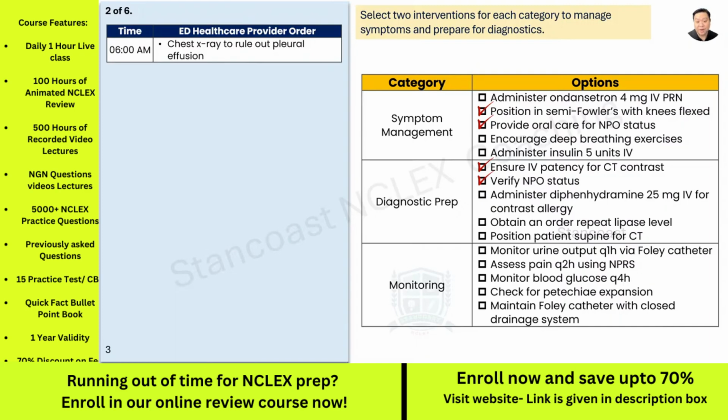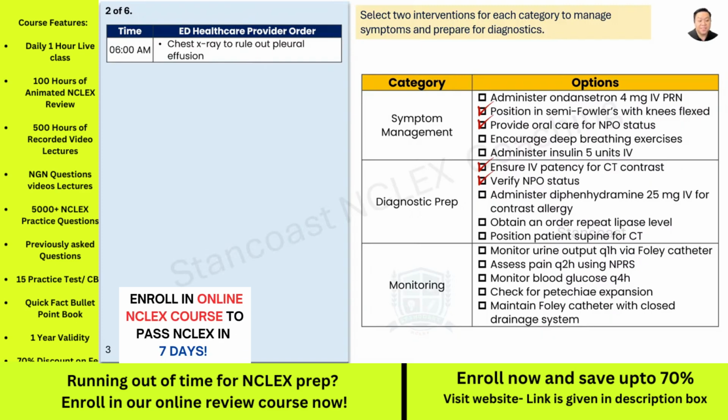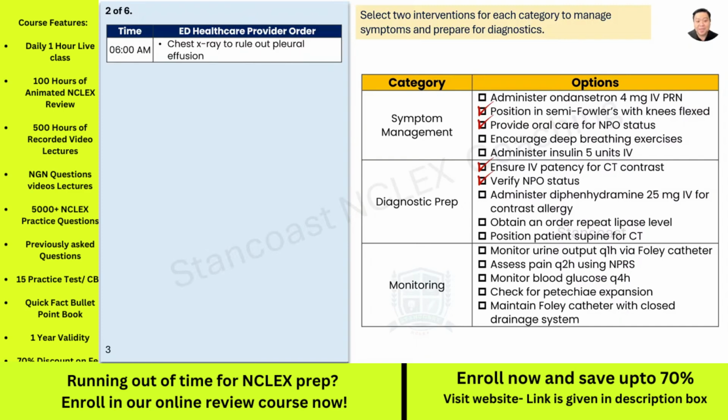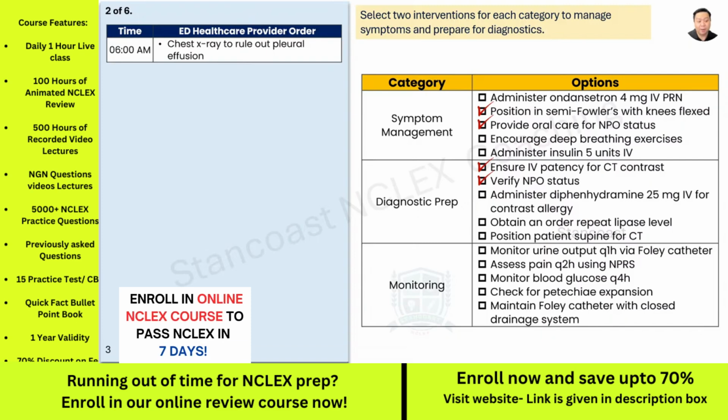You have to verify allergies before administering medication, and giving this without any valid indication can also mask early signs of a true reaction. It can also cause undue sedation to this patient. Now, if you selected obtain an order for repeat lipase level, this is not really needed around this time because the lipase has already been assessed and it's not an immediate priority. Again, this is an unnecessary duplication of care.